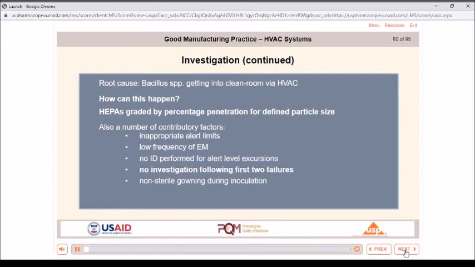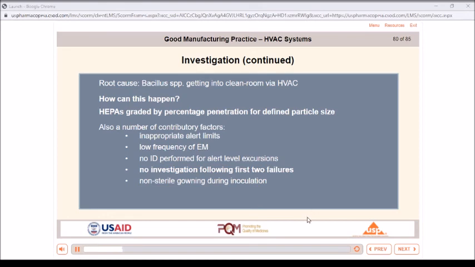Investigation continued. Bacillus spores were getting through the grade D HEPA filters and were then being introduced into the fermenter during inoculation. This was determined to be the root cause of the batch failures. However, the spores were not getting through the grade C HEPAs.